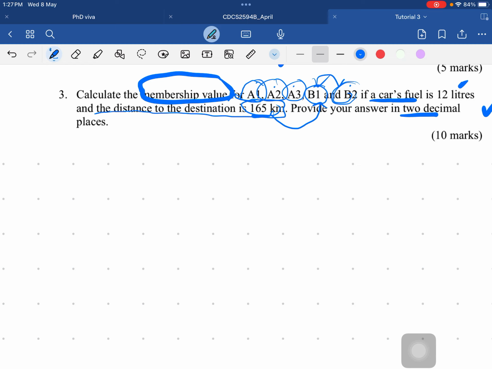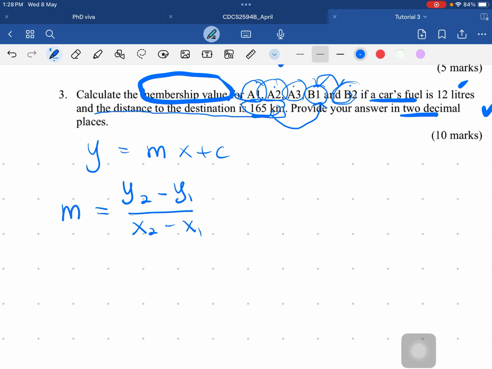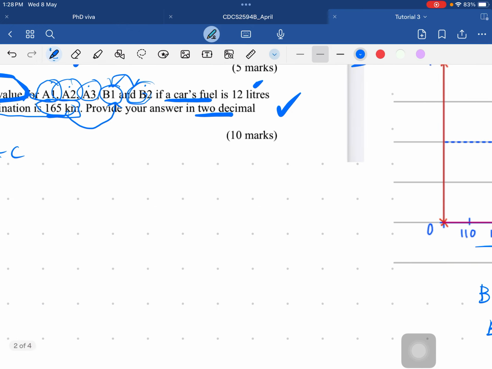Right, so we have here y equal to mx plus c. So the first step is we need to calculate the m. How are you going to calculate the m? The formula would be y2 minus y1 over x2 minus x1. You need to have the value of y2, the value of y1, and also the values of x2 and x1 here.